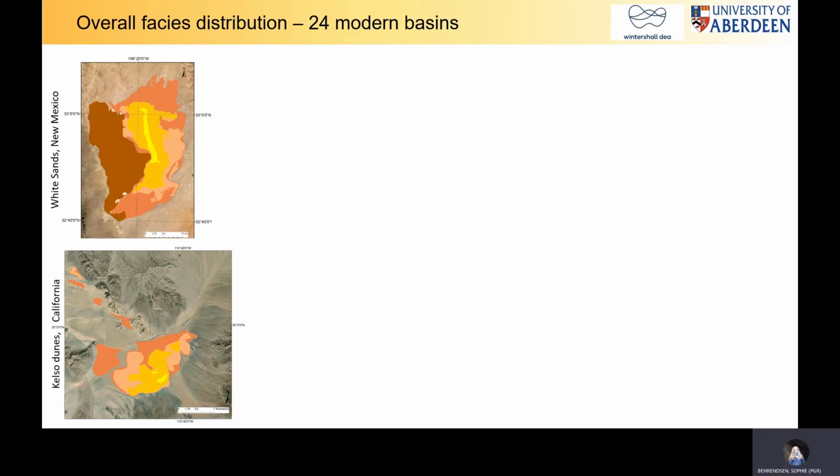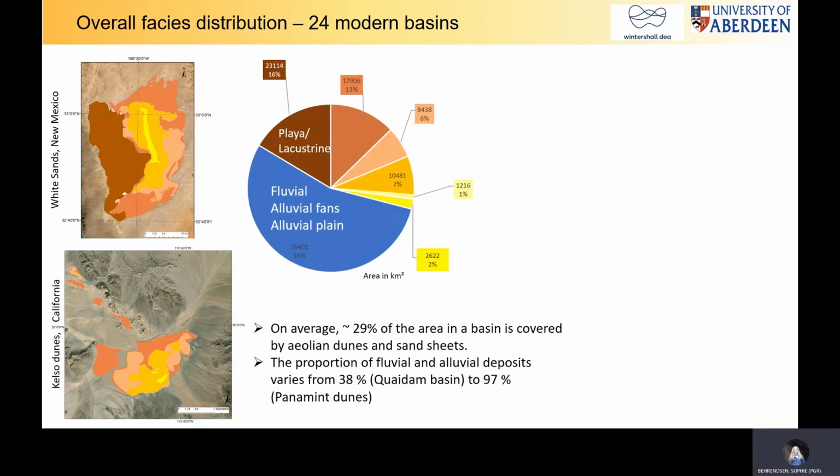So after sorting our dunes into our 5 groups, we then calculated the areas covered by the different facies in all 24 studied basins. We added up all the areal coverage of all the facies and calculated the average proportion of facies within the basin. And you can see here that almost 30% of the area in the basin is covered by aeolian deposits, and the rest is just fluvial deposits, alluvial fans, alluvial plain deposits, and playa and lacustrine deposits.